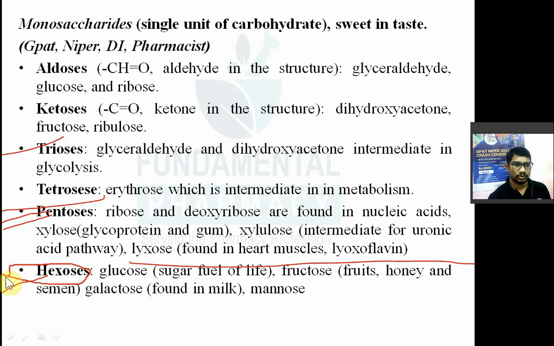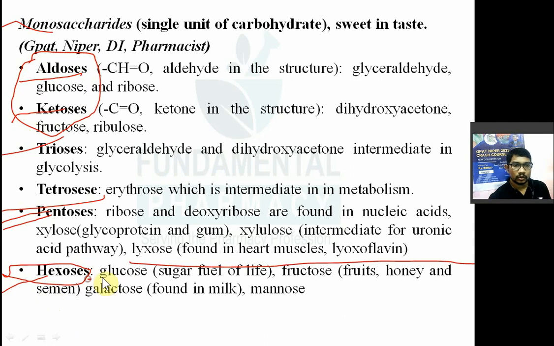So monosaccharides, they are classified into trioses, tetroses, pentoses, hexoses, heptoses, depending upon the number of carbon atoms. For example, 3, 4, 5, 6, 7 respectively. Monosaccharides are also classified into aldoses and ketoses, depending upon the functional group. If aldehyde is the functional group, known as aldoses. If ketone is the functional group, known as ketoses. Right? Now hexose sugar. So example is glucose.